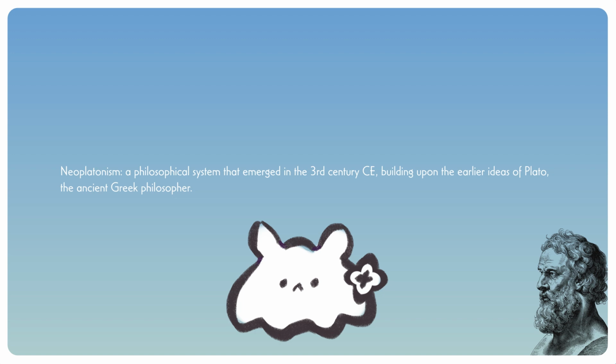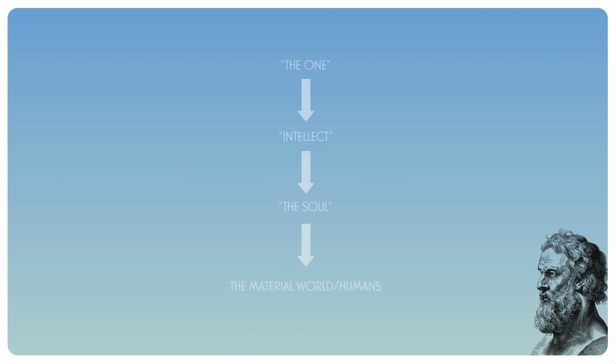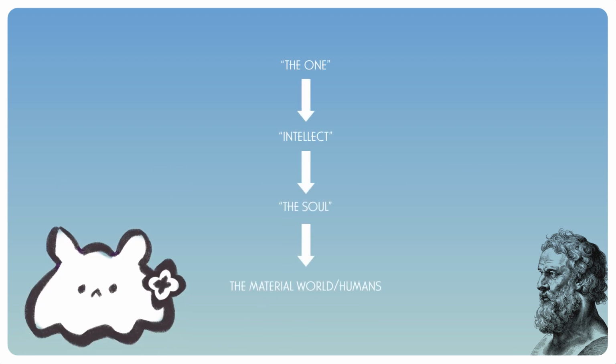Neoplatonism is a philosophical system that emerged in the 3rd century CE, building upon the earlier ideas of Plato. Neoplatonism is characterized by several key principles. The One refers to an ultimate, transcendent source of everything, perched at the top of the cosmic ladder. Just beneath it, we encounter intellect, where divine ideas reside.